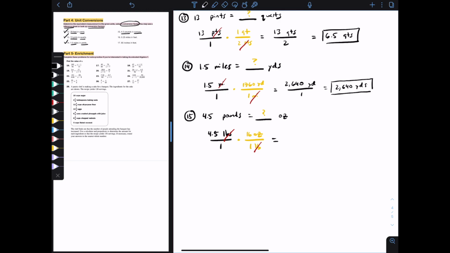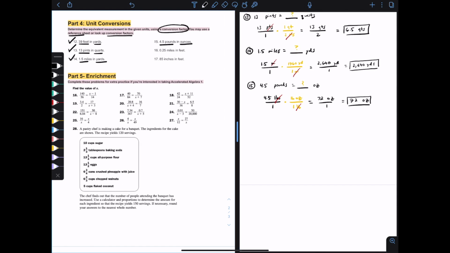Again, we'll do that so that we can cross cancel the pounds and turn it completely into ounces. And 4.5 times 16, well, 4 times 16 is 64 plus another 8, that's going to be 72. So it's 72 ounces per one. And so this is just 72 ounces. Remember, OZ stands for ounces. If you have 4.5 pounds of something, that would be the equivalent when you're talking about ounces.